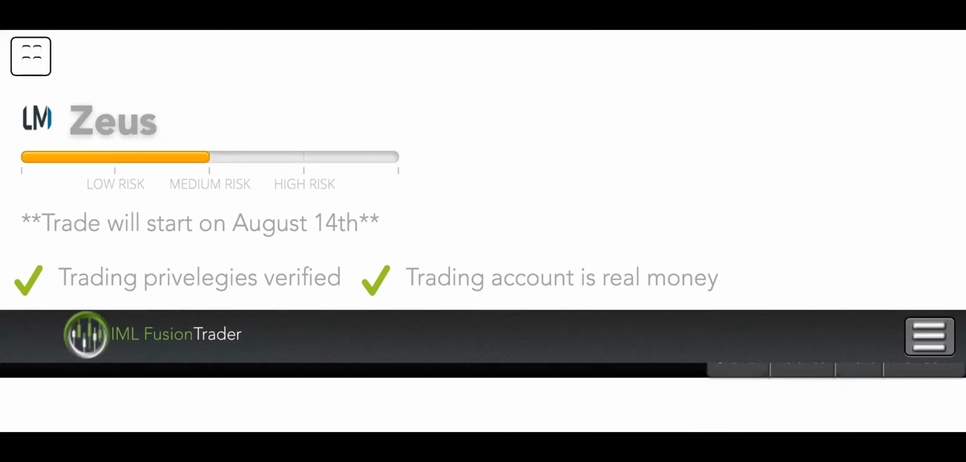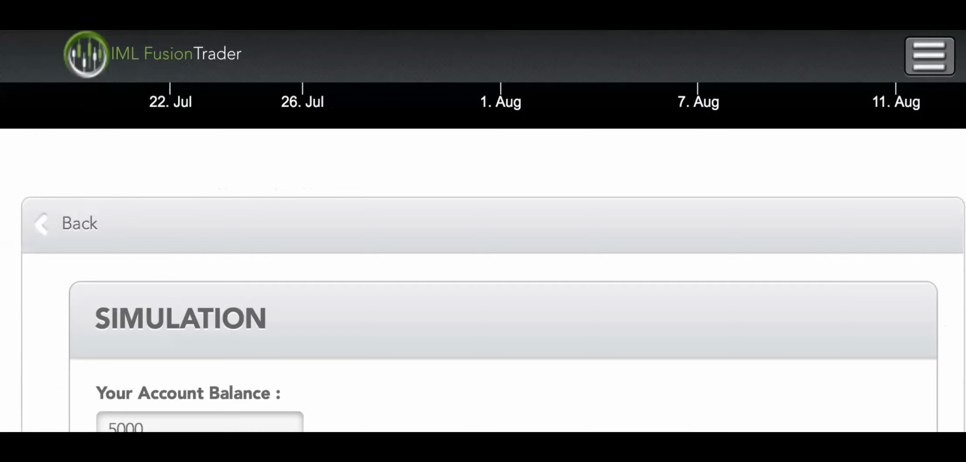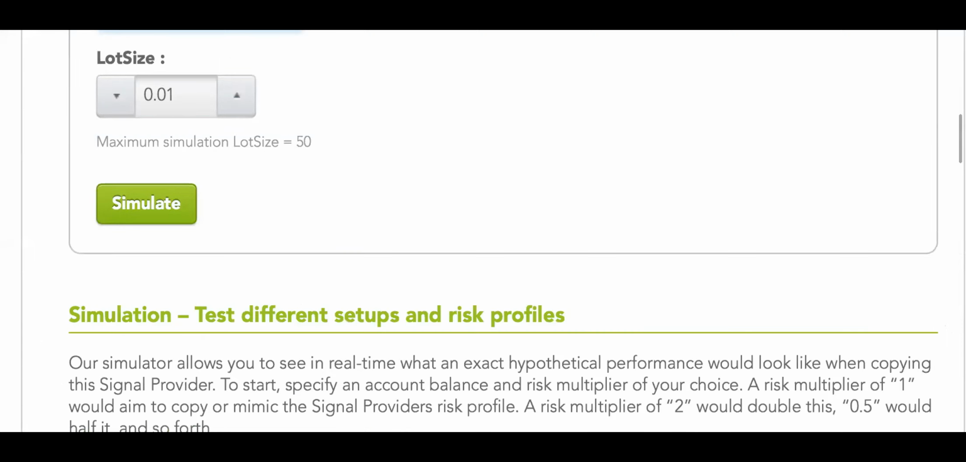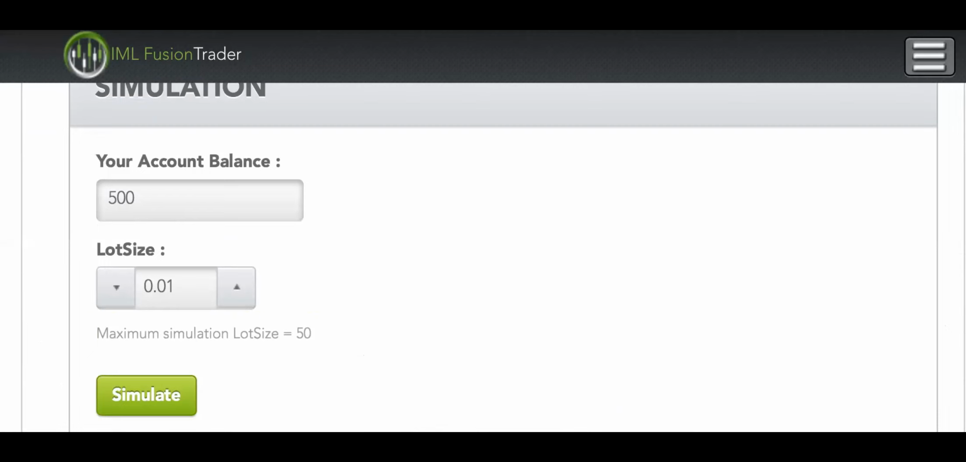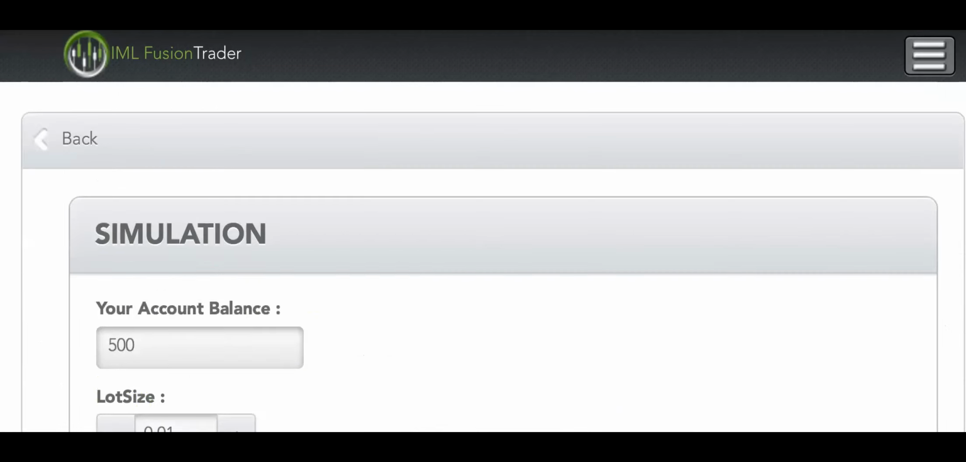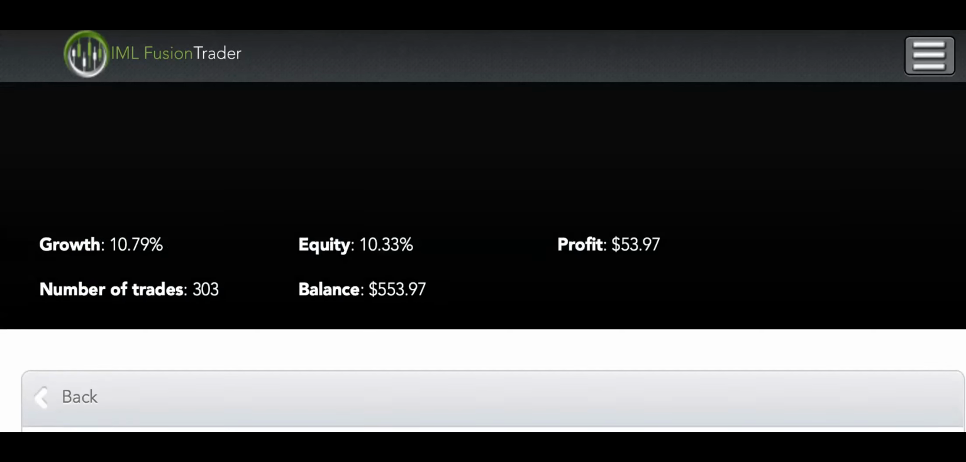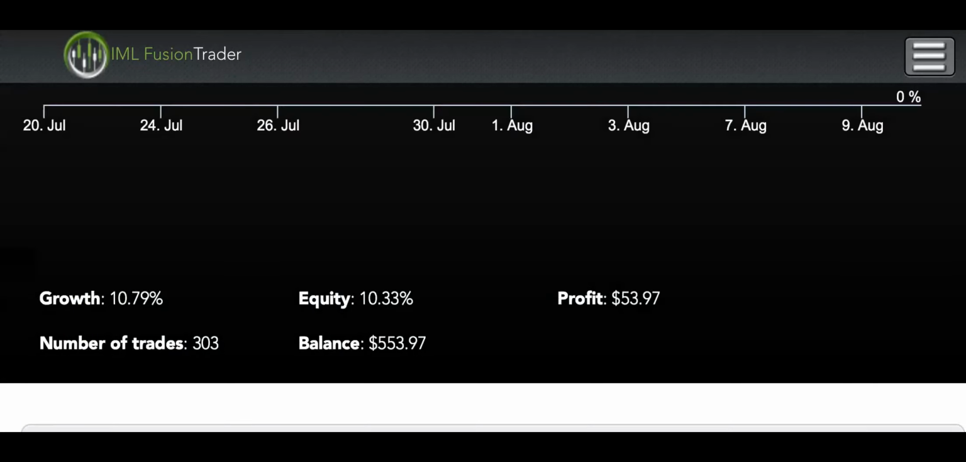Okay, so Zeus is here. We're going to look at Zeus starting with $500 as well. Let's click on simulation. We're going to do $500 with a penny lot size. Let me see, 500 penny lot. So Zeus is averaging like 10% growth since he's connected. Right now it's roughly about $53 that's grown on that account.